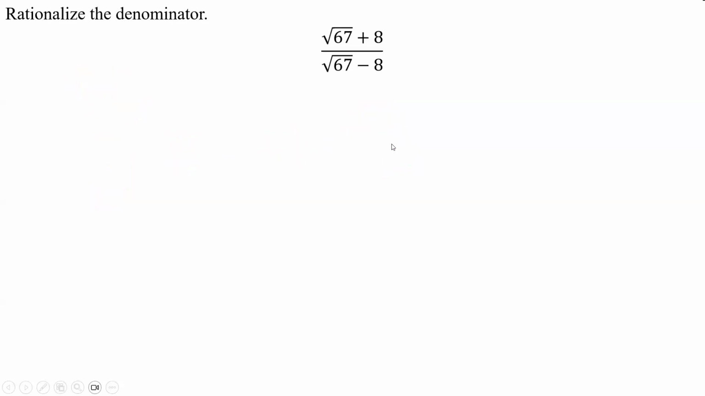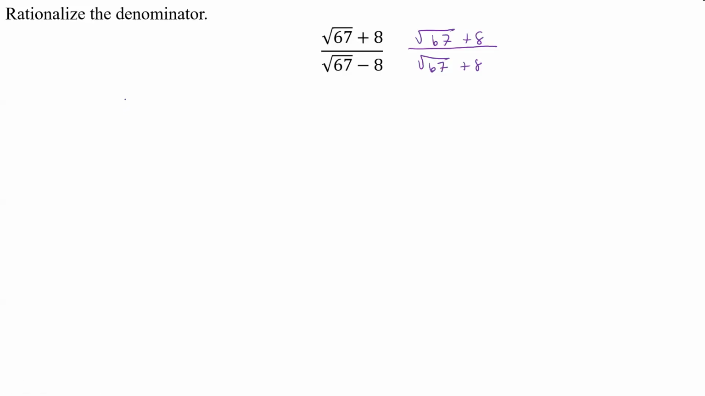All right, now let's get back to the normal stuff here. Here we have to rationalize. So again, we're going to multiply by the square root of 67 plus 8 over the square root of 67 plus 8. So when we do that, that'll give us 67. The middle term and the outer term are going to cancel, and then this outer term is going to get rid of all the radicals.